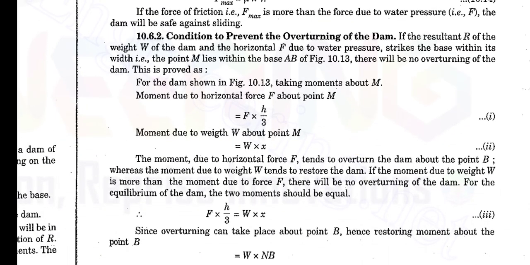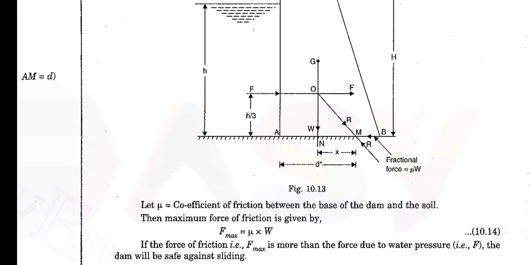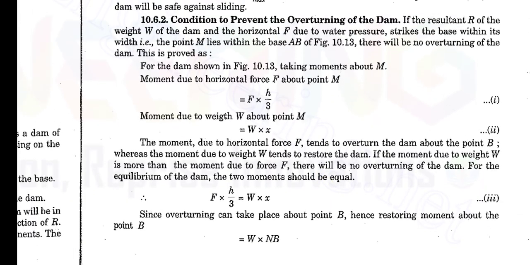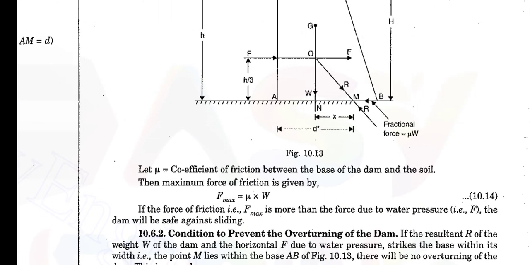Here, the moment due to this force F is force into the perpendicular distance h by 3. So the first moment is F into h by 3. The second moment is W into x. These two must be equal; they are opposite moments. You can see that this force will create a clockwise moment and this W will create an anti-clockwise moment about the point B.